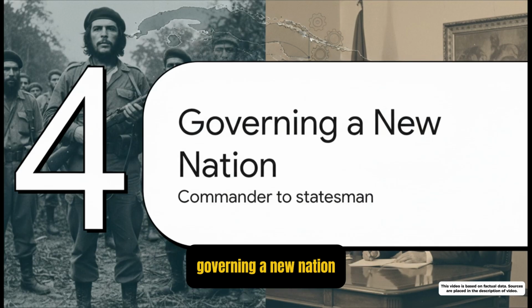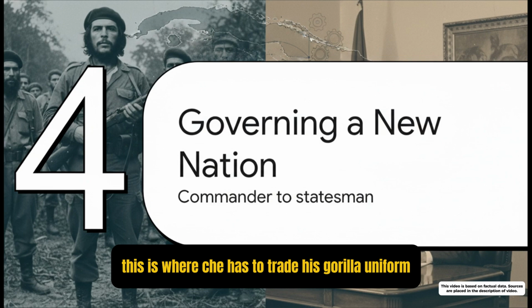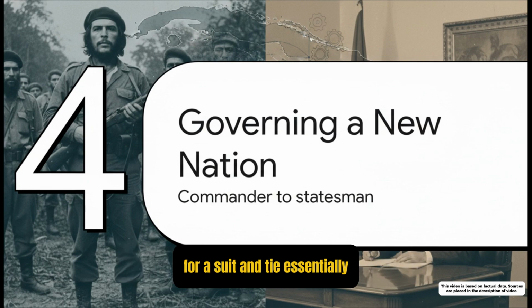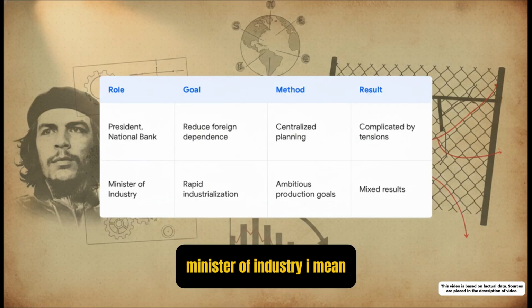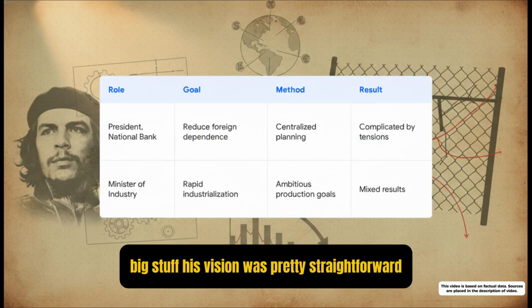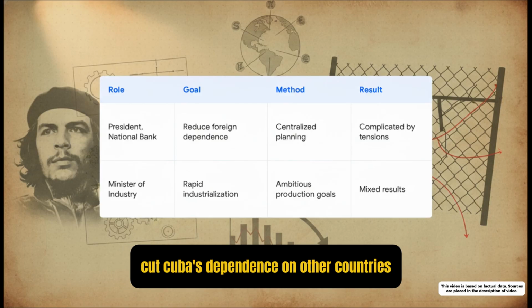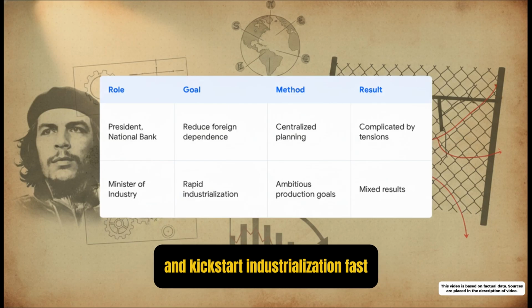Governing a new nation. This is where Che has to trade his guerrilla uniform for a suit and tie, essentially. And he wasn't just some figurehead. Guevara jumps into these huge roles. President of the National Bank, Minister of Industry. I mean, big stuff. His vision was pretty straightforward. Cut Cuba's dependence on other countries and kickstart industrialization fast.